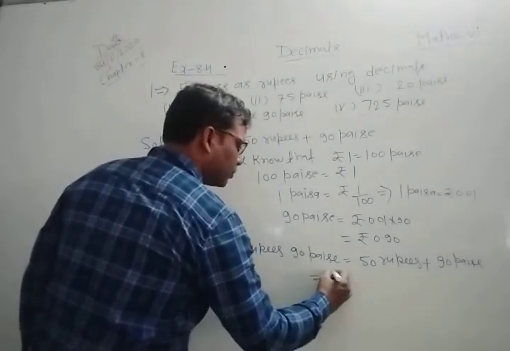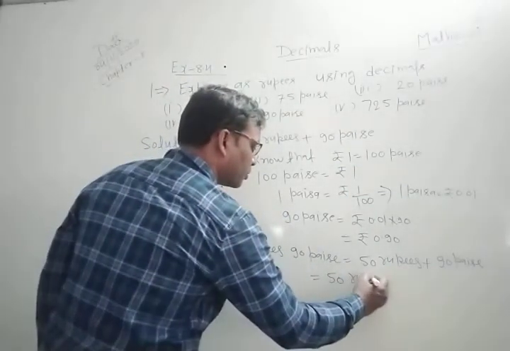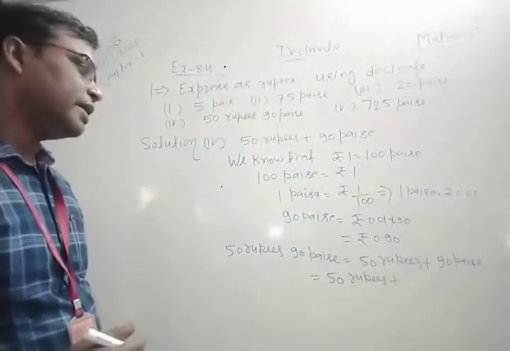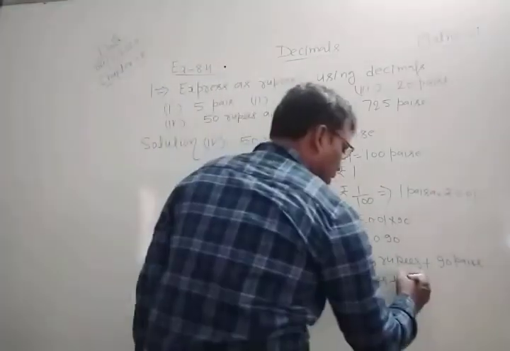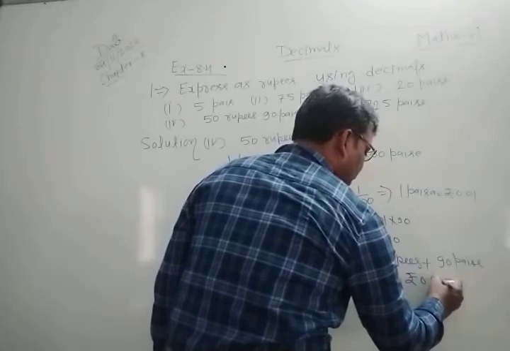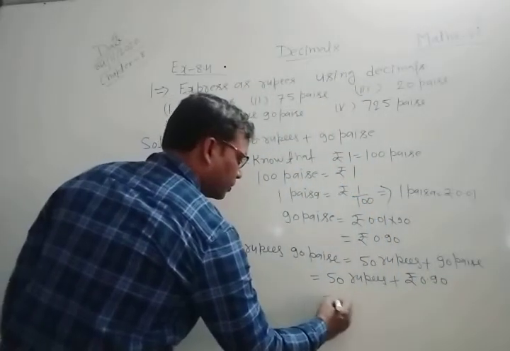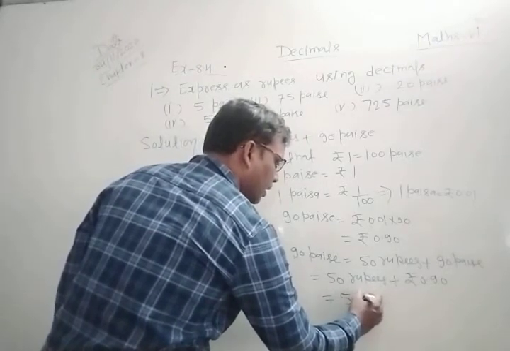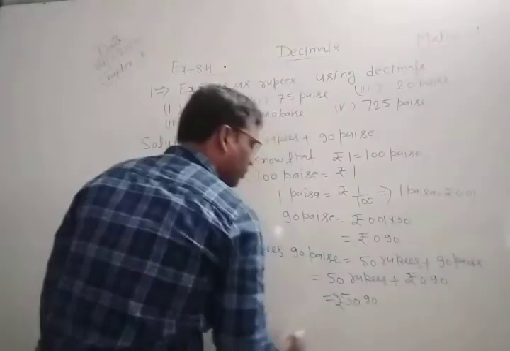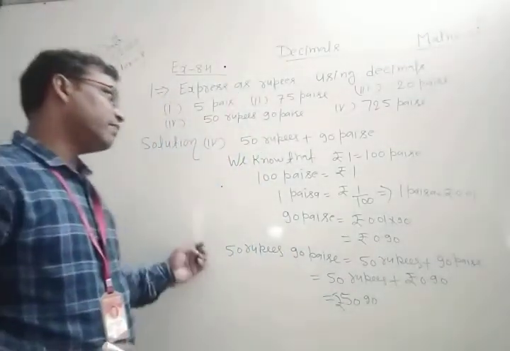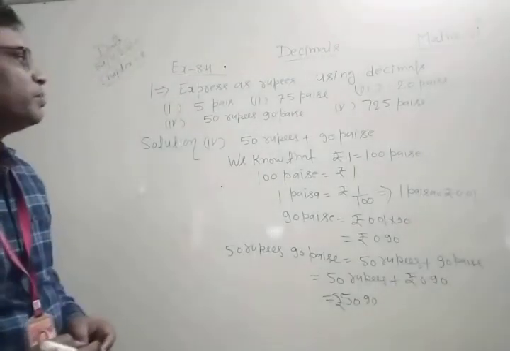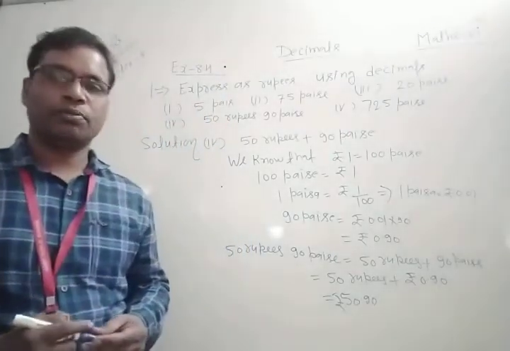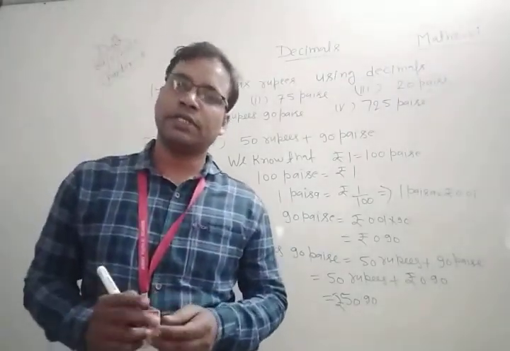This is equal to what? This is equal to 50 rupees plus 90 paise is equal to what? 90 paise is equal to, we find here, 0.90 rupees. This is equal to what? This is equal to 50.90. Okay, so in this way you can say we find the 50 rupees 90 paise is equal to 50.90 rupees. So student, I hope all of you understood this question.